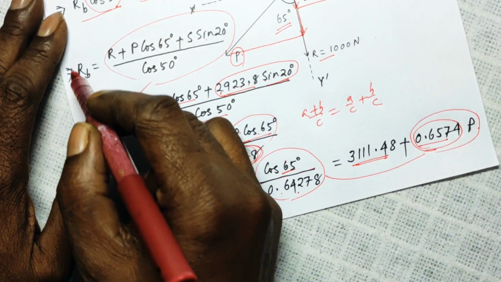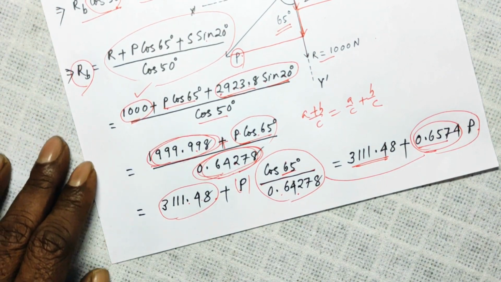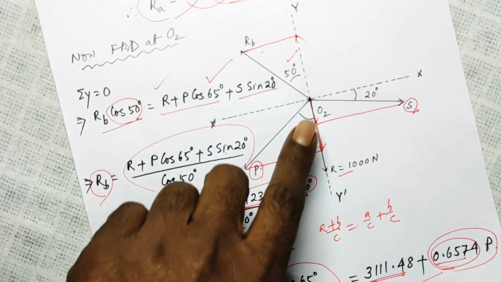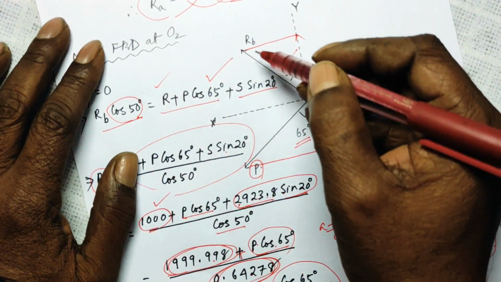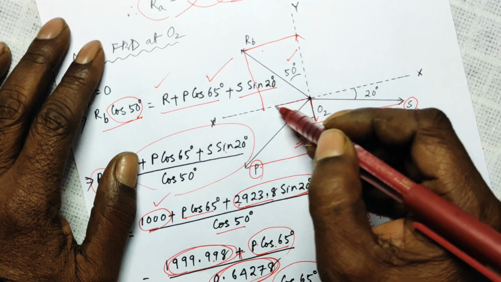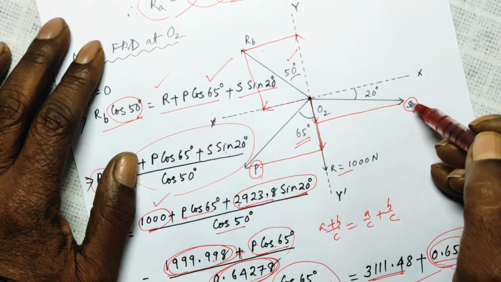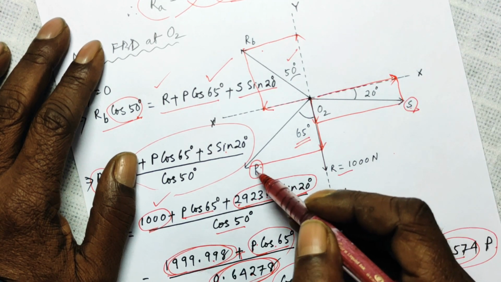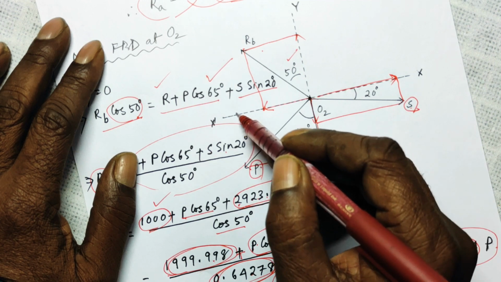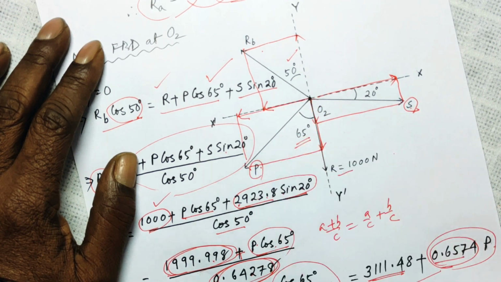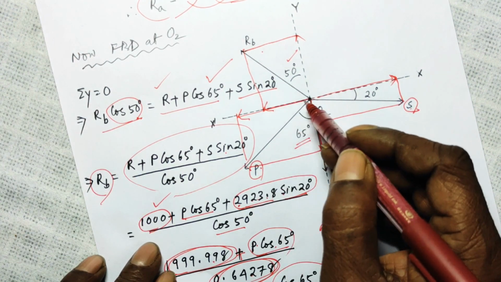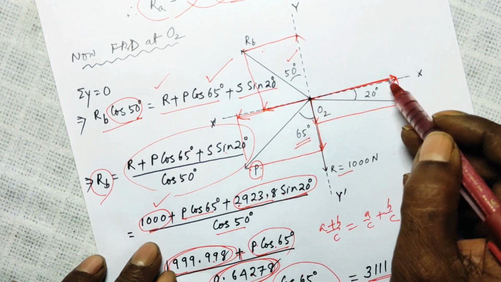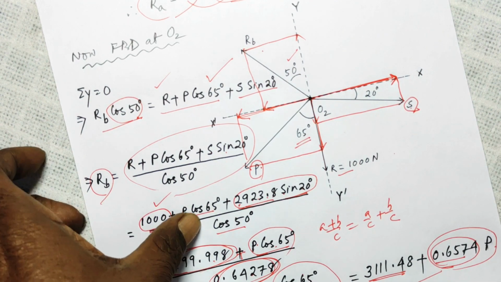Now, RB is found out. Now apply sigma x equal to 0 at concurrent point O2. The x component of RB will be along the negative x-axis. The x component of S will be along the positive x-axis. And the x component of P will be along the negative x-axis. So these two will be added, and that will be equal to this value, that is S cos 20.